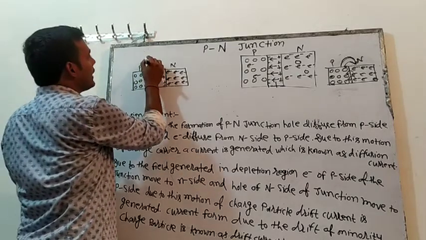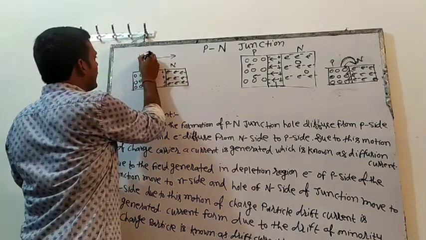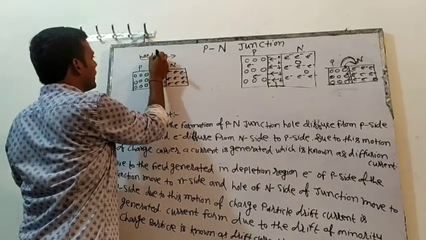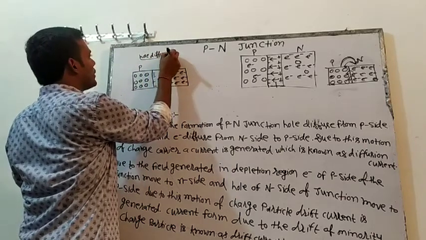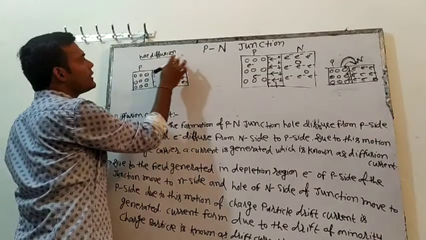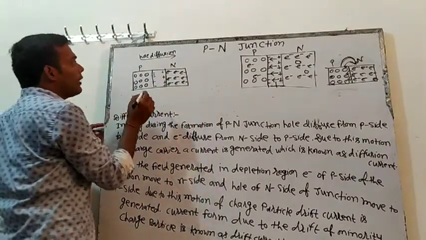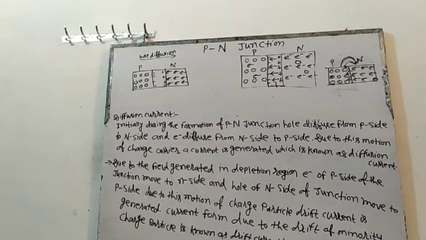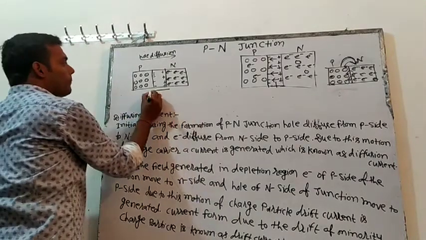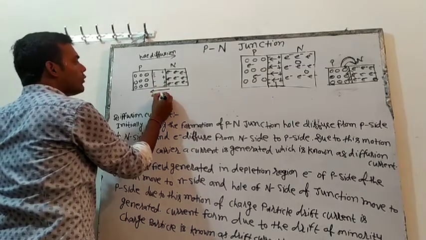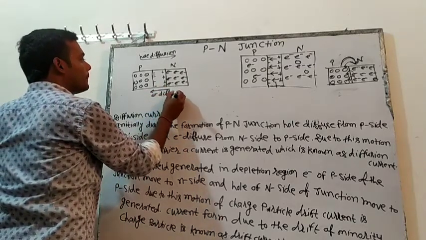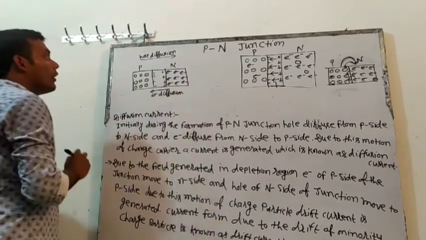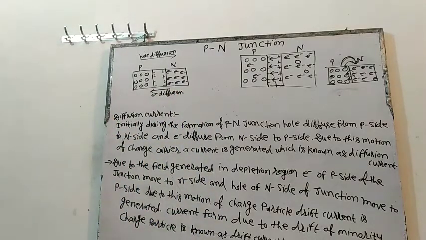So this is the direction of hole diffusion. The hole is going from this side to this side. And what is the direction of electron diffusion then? If the hole diffusion direction is this, then the electron will come from N to P, so the electron diffusion direction will be this. Right? Now tell me one thing: due to this diffusion, what will happen?